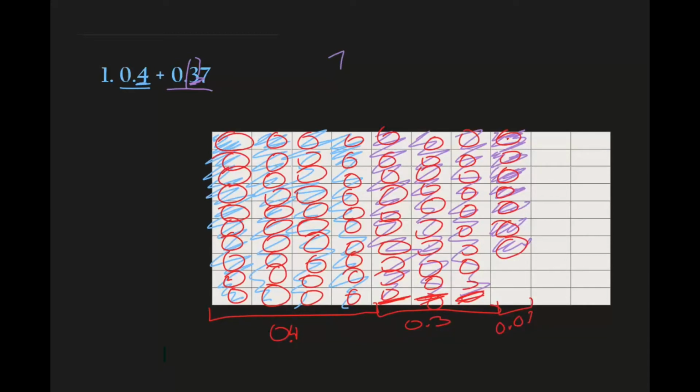So that means that our answer would be 0.77. Normally you would call this 0.77. That's our answer.